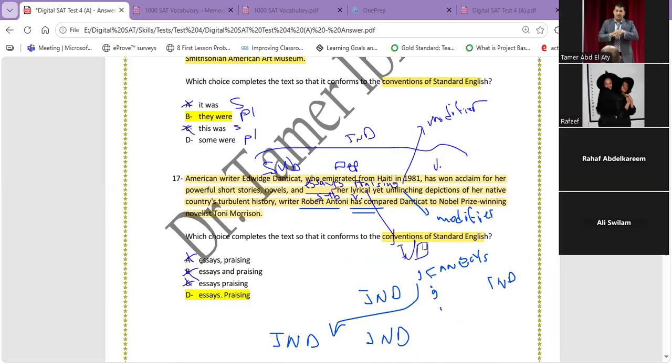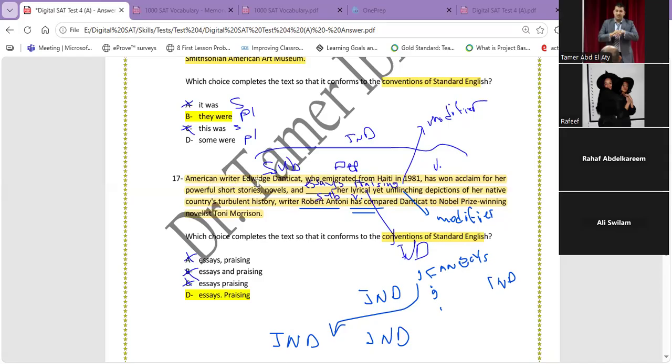Number 17. Again, if you find that the choices have punctuation canceled or added, this is conventions of standard English, boundaries. So here he said essays comma praising, essays and praising, essays praising, essays full stop praising. Do we have things that look like each other? No, because here there is a full stop, here nothing, here and, here a comma. So what you're going to do is take the sentence that has the missing part, it's the whole thing. So let's analyze it.